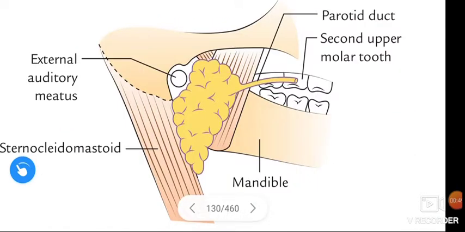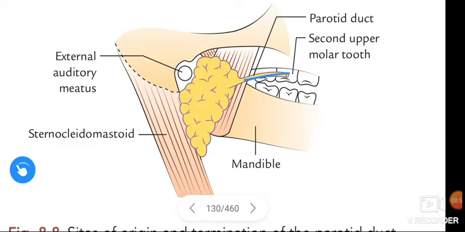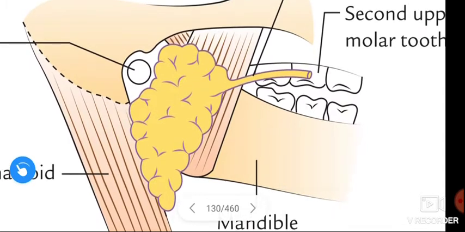See this figure. This is the parotid gland. This is the parotid duct, which is 5 centimeters long, and it emerges from the middle of the anterior border of the parotid gland.